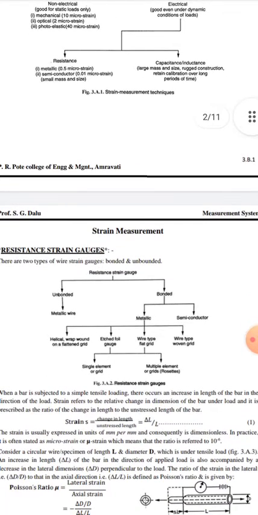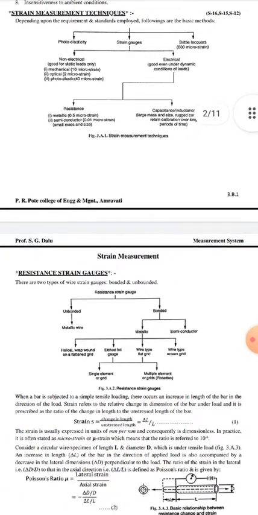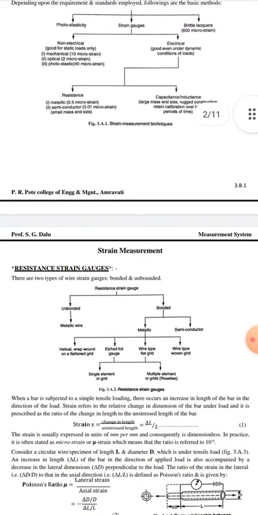Then the next topic we will have to study is the Poisson ratio. In that we will study what is lateral strain and what is axial strain. And in the case of the resistance strain gauge, how we can study strain measurement by using this metallic rod. In mechanics of materials we have gone through the UTM machine, meaning testing of a rod on the universal testing machine.